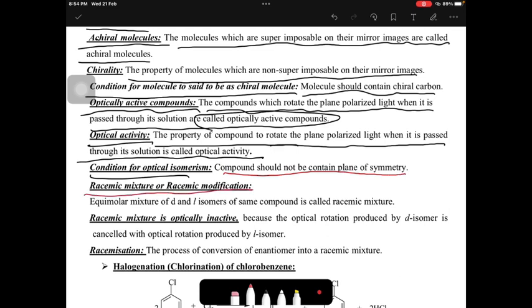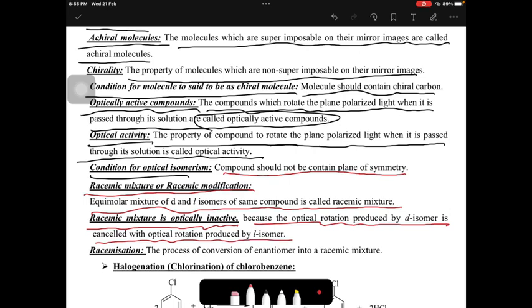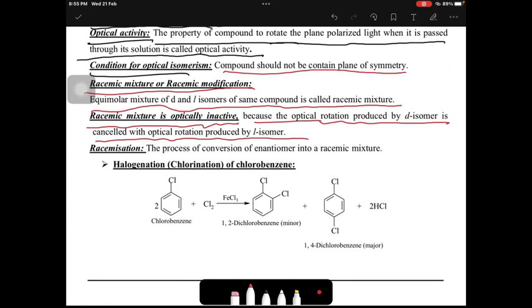Racemic mixture or racemic modification: an equimolar mixture of dextro and levo isomers of the same compound is called a racemic mixture. A racemic mixture is optically inactive because the optical rotation produced by the dextro isomer is cancelled by the optical rotation produced by the L isomer. Racemization: the process of conversion of an enantiomer into a racemic mixture is known as racemization.